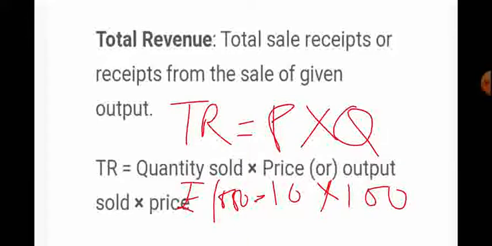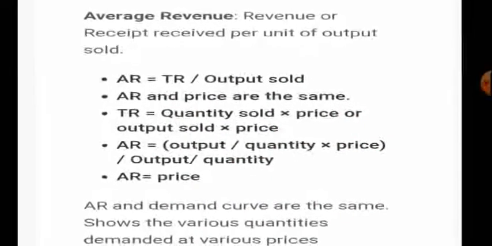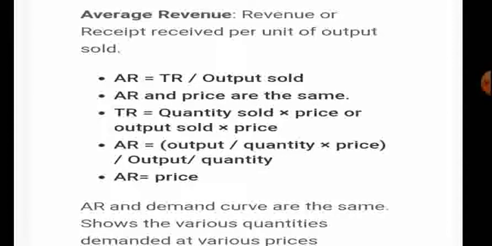So, total sale receipts or receipts from the sale of given output by a firm is known as total revenue. Now, what about the average revenue? This is per unit revenue received from the given level of output by a firm. So, what is average revenue? This is per unit revenue received by a firm, or you can say revenue or receipt received per unit of output sold. So, what is AR? AR is equal to TR by Q.